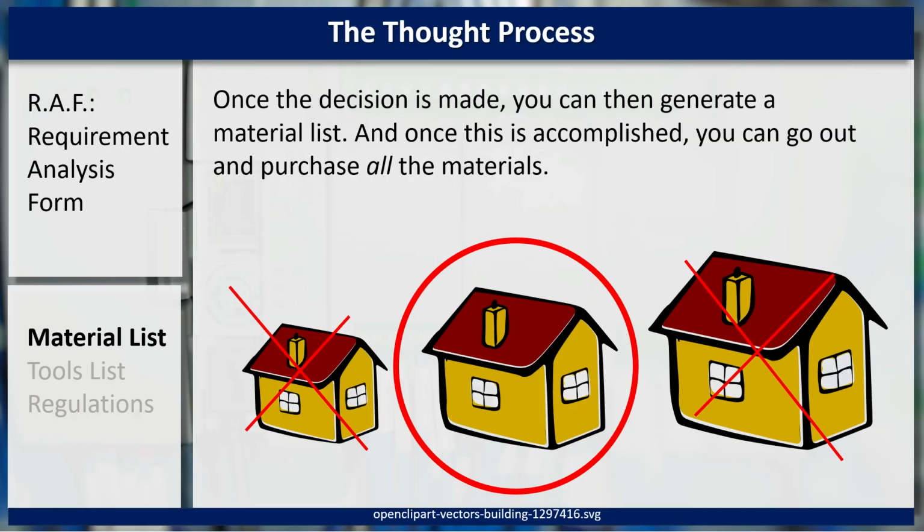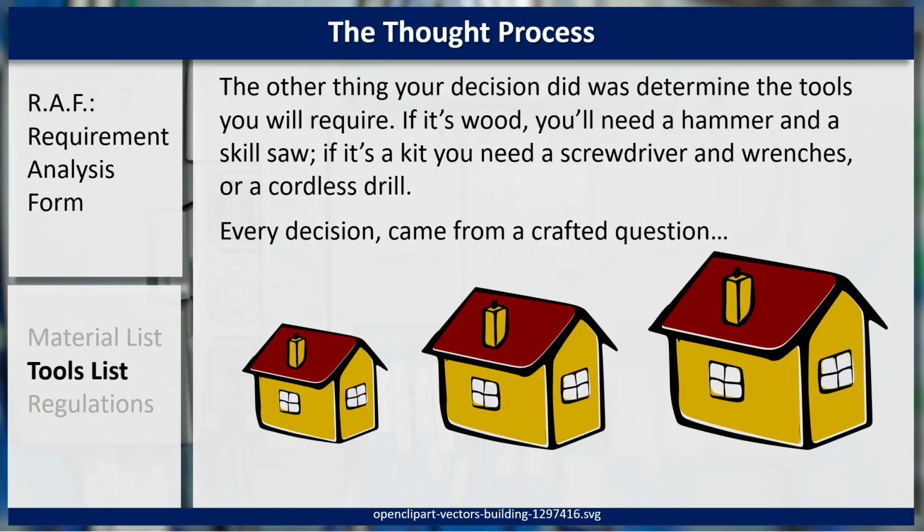Once all of the decisions are made, you can then generate a materials list. And once this is accomplished, you can go out and purchase all of the materials. Your decision has brought about other ramifications. For example, the other thing your decision did was to determine the tools you will require. If it's wood, you'll need a hammer and a skill saw. If it's a kit, you'll need a screwdriver and wrenches or a cordless drill. Every decision came from a crafted question.